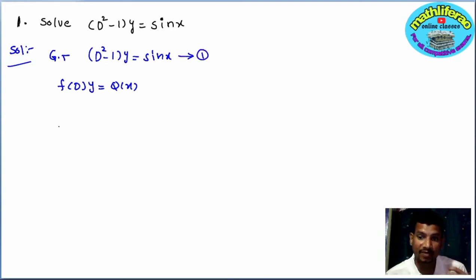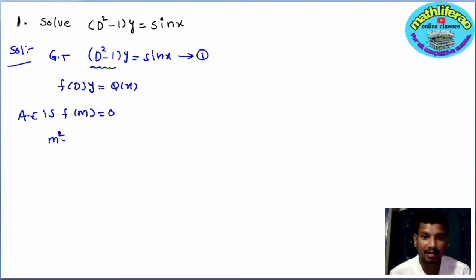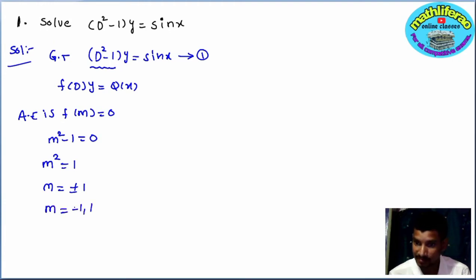First, find the complementary function. Find the auxiliary equation. Here the auxiliary equation is f of m equal to 0, and replacing D with m. Here f of D is D square minus 1, so m square minus 1 equal to 0. m square equal to 1, m equal to plus or minus 1. The roots are minus 1 and plus 1.